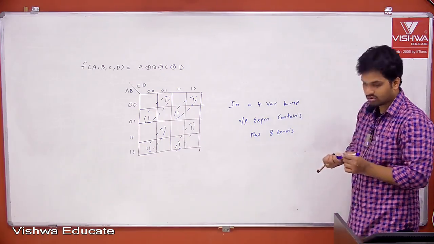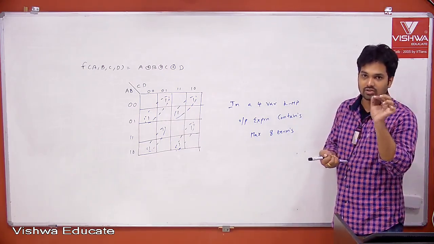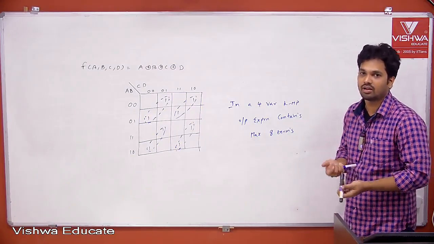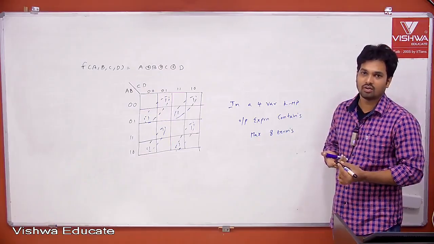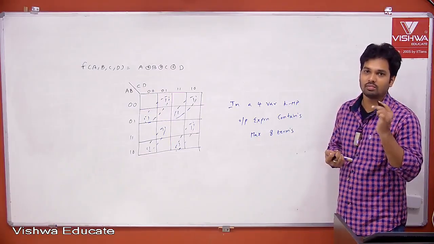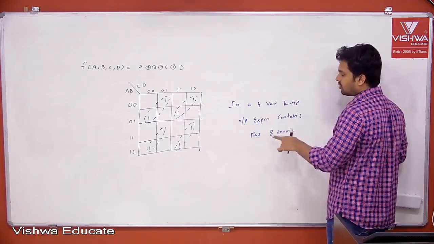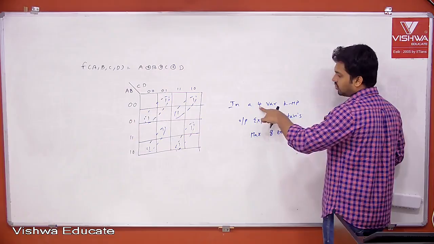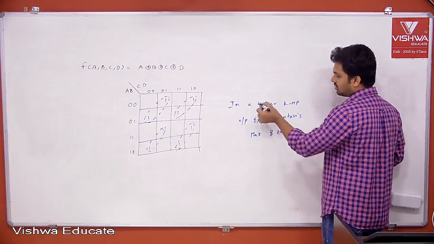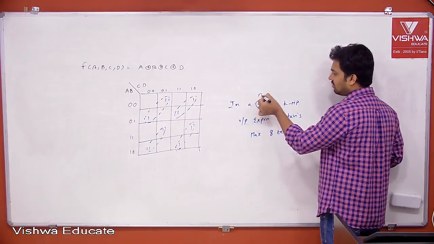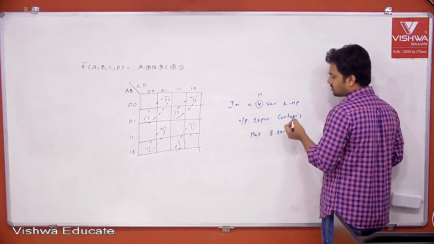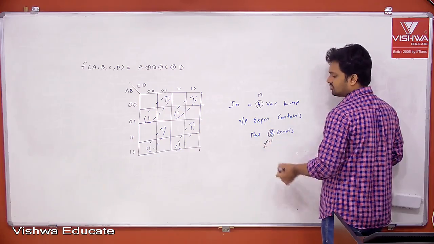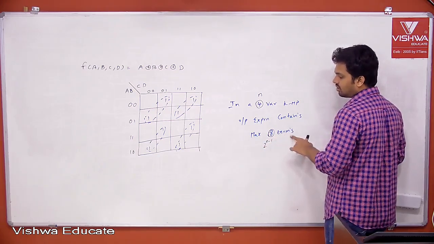We can also generalize, because for an XOR gate, how many terms does the output expression contain? I have given the formula. In an n input XOR gate, your output expression contains 2 power n minus 1 terms. You can check here, for 4 variables, 2 power 4 minus 1 is 2 power 3, which is 8. So you can generalize this: in any n variable K-map, the output expression contains a maximum of 2 power n minus 1 terms.